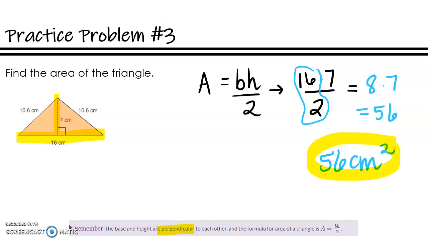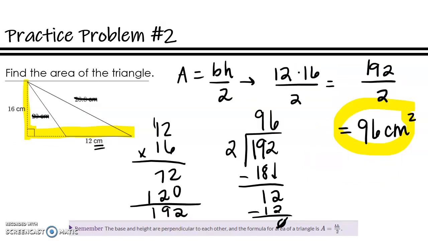You can still do it the other way. You could do 16 times 7 first, then divide by 2. It's just easier to do in your brain this way. On the last problem, I could have done this first. Okay, so that's 8. So I would have ended up with 12 times 8, which we know is 96. So sometimes it's easier to do multiplication first.